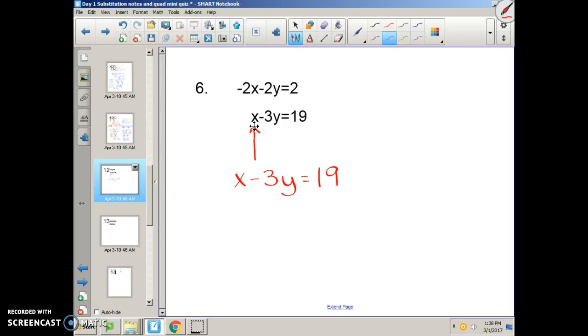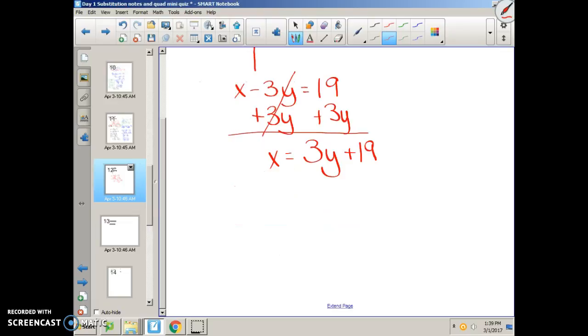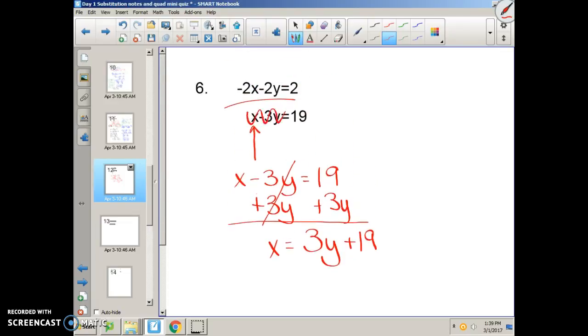All right, you should have already tried it on your own. You're checking your work now, not just copying down. X is the thing I want to get by itself, so let's move that 3y to the other side. That's going to be my easiest way to get a variable by itself. Could have done something up here, but that looks like a pain, so we're not going to do that. So now it's 3y plus 19, and that's what x is equal to. So I'm going to go back up here and get rid of this one. It's equal to the thing I just solved, and I don't want two of the same thing.